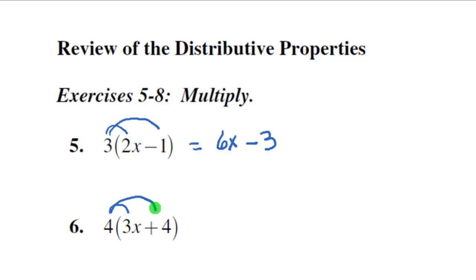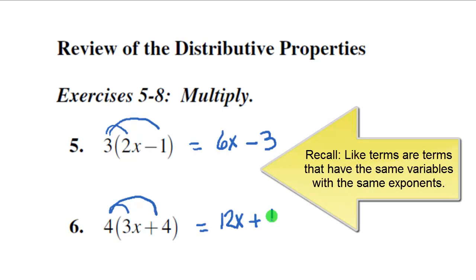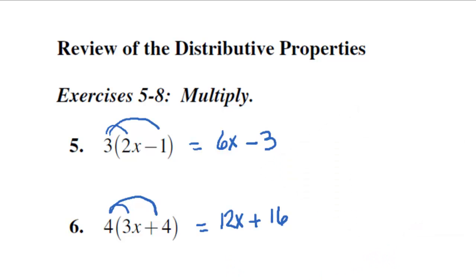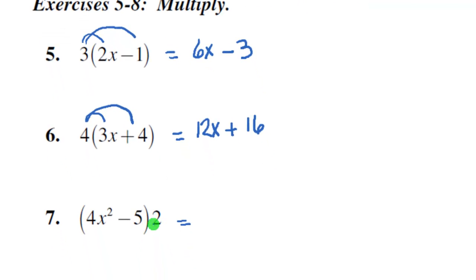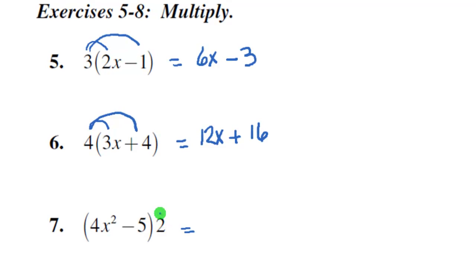Now let's distribute the 4 here. 4 times 3x is 12x. And then 4 times 4 is 16. So 12x plus 16. Again, these are not like terms, so we stop. Okay, in this next problem, our 2 is listed second in the problem, but we're still going to distribute it. We're going to distribute the 2. And so 2 times 4x squared is 8x squared. And 2 times negative 5 is negative 10. And these are not like terms, so that's our answer.